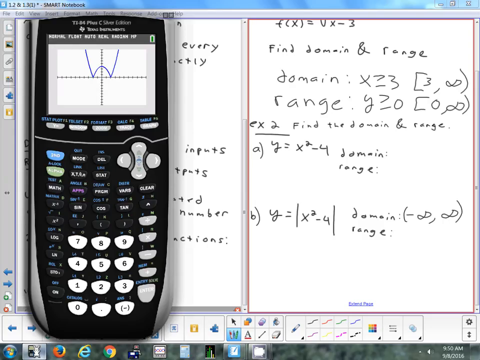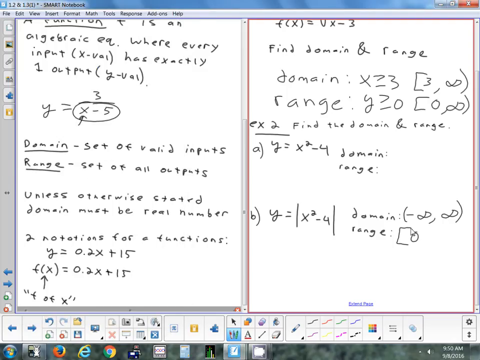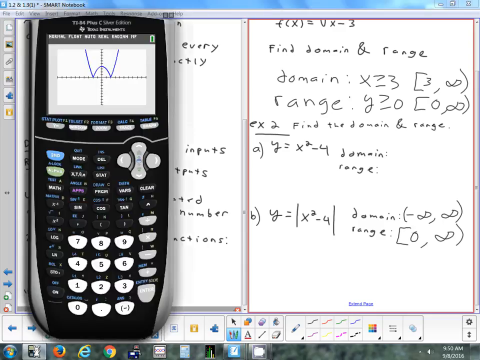Okay. What about my range? Does that graph go up and down forever? It goes up forever, and the lowest that it hits is 0. So it hits 0, and it goes up forever.